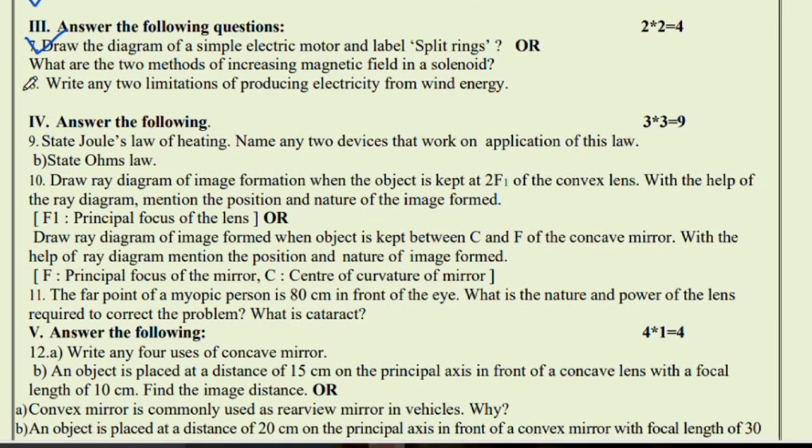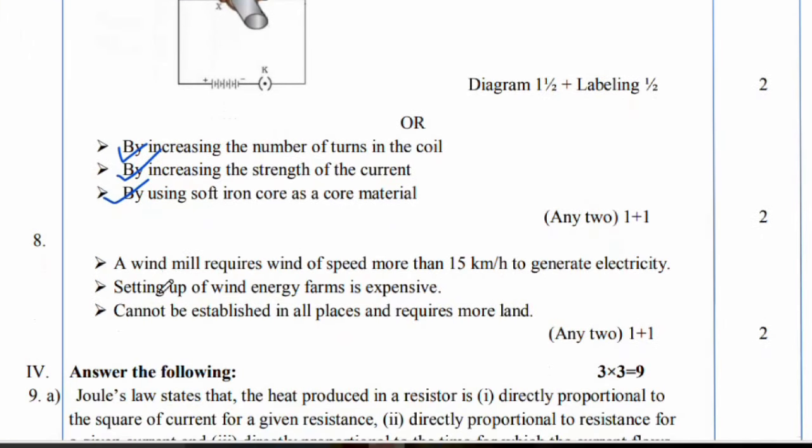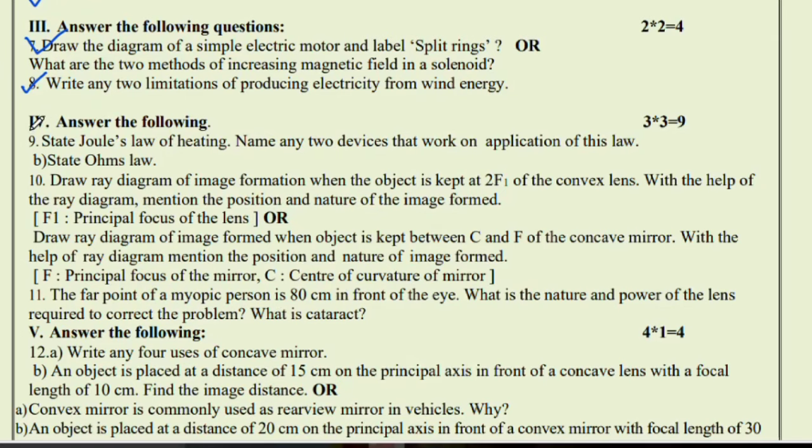Next question number 8, write any two limitations of producing electric power by wind energy. So what are they: a windmill requires wind of speed more than 15 km per hour to generate electricity. Next, setting up of the wind energy farm is expensive and cannot be established in all the places and requires more land. These are all the limitations.